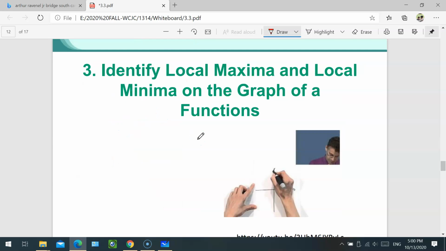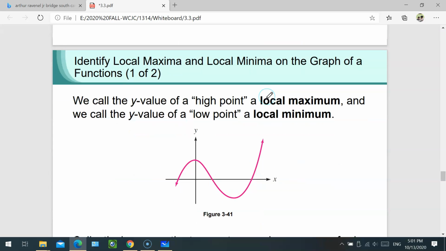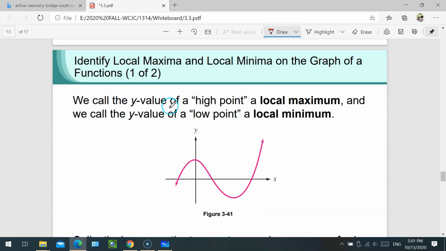Next is finding the local maximum and the local minimum. We call the y value of the high point, the high point is this point, a local maximum. We call the y value of a low point a local minimum. Keep in mind, when you hear the words local max or local min, they are all associated with the y value.